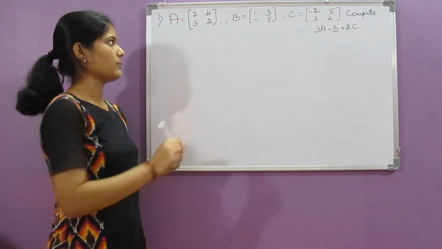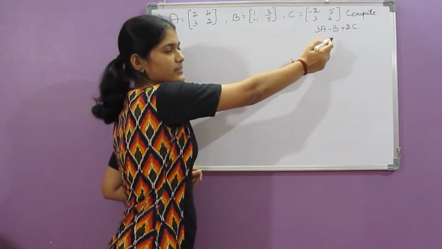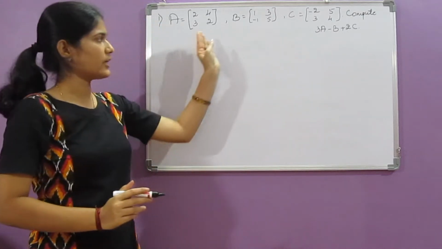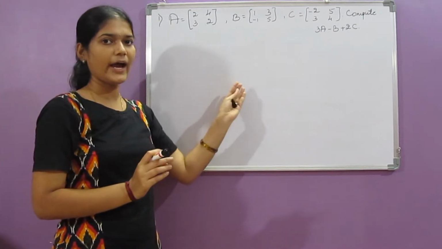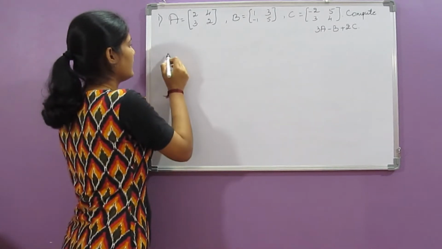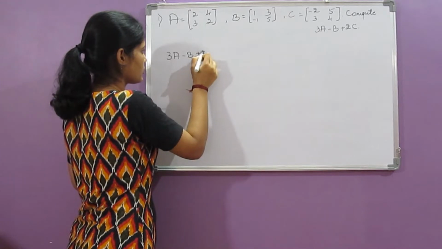Here is a problem. They have given A, B and C. We have to find 3A minus B plus 2C. Observe here, all the three matrices are of order 2 cross 2. So we can add or subtract these matrices. Let's find 3A minus B plus 2C.